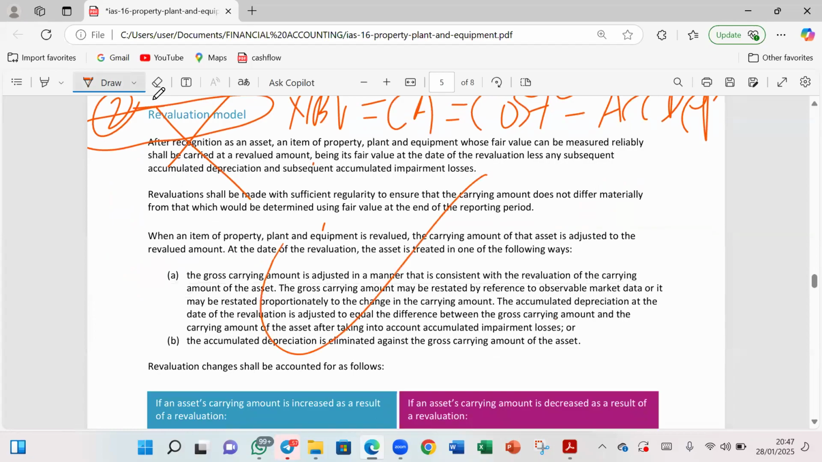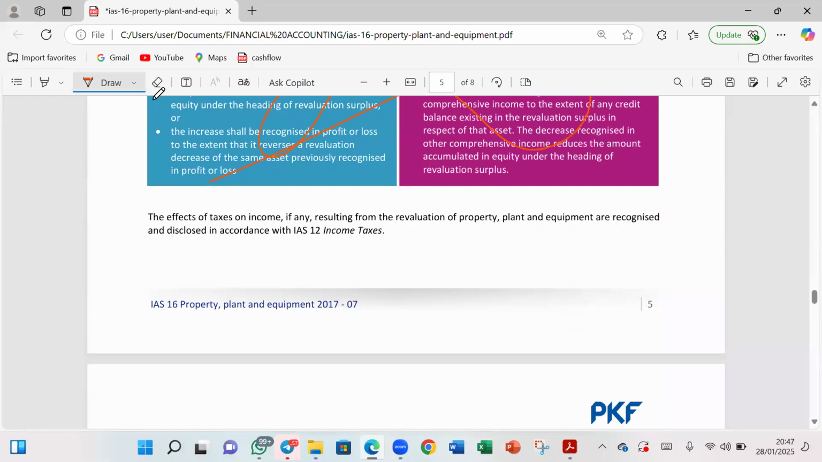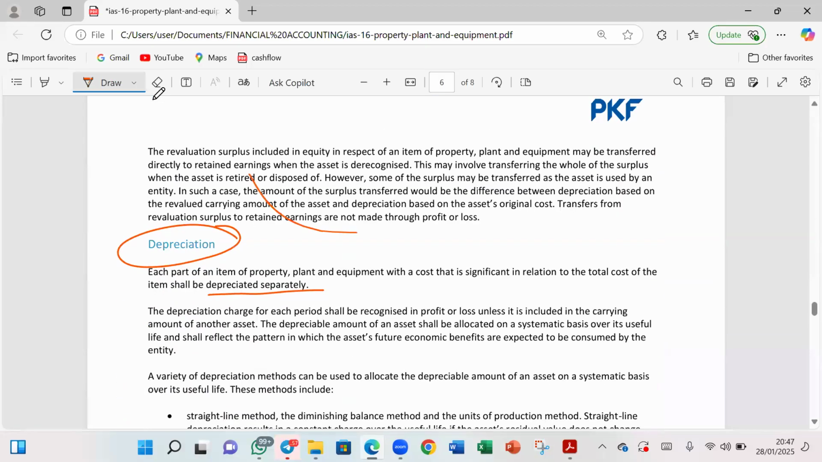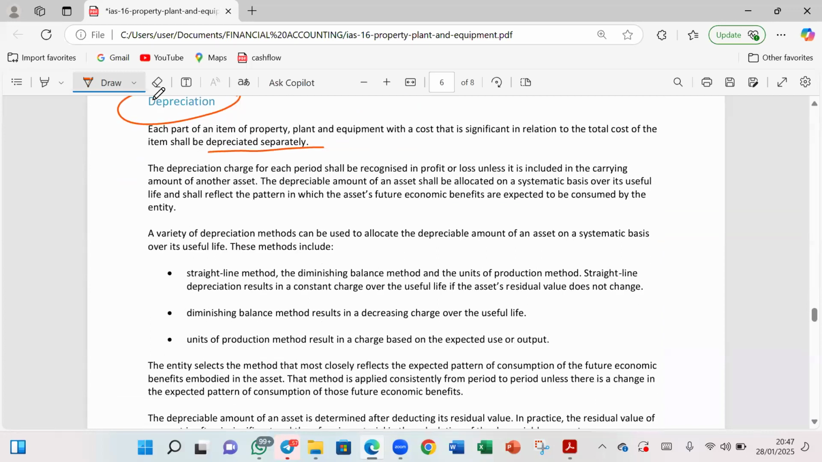For the revaluation model, that one is the next. For now, we shall not focus on revaluation. All these items relate to revaluation, we ignore them. We can talk about depreciation. Now, we said, what is the depreciable amount? The depreciable amount is the cost of that asset. So the amount which is subject to depreciation is the depreciable amount.